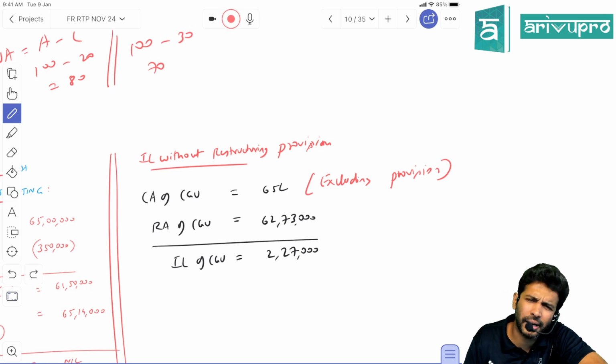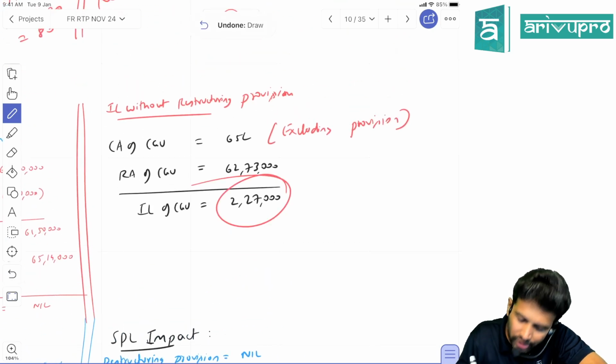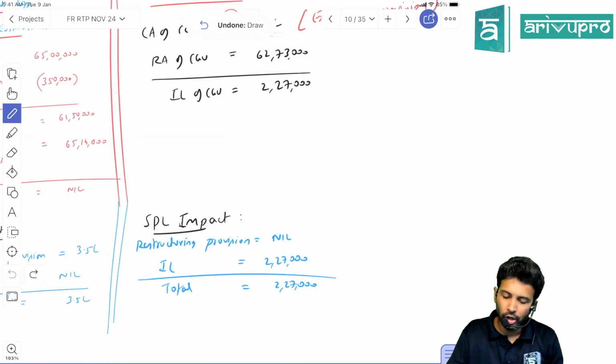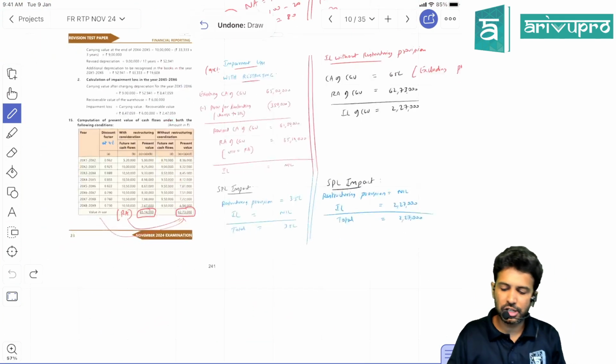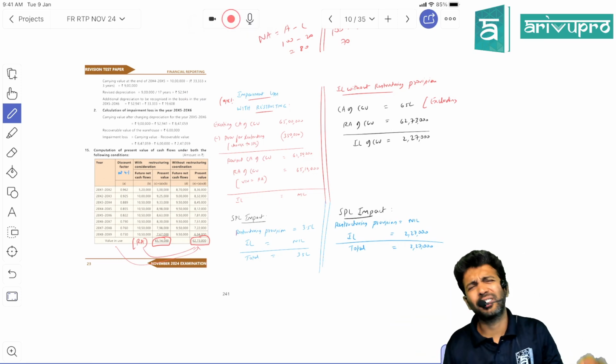So what is the SPL impact? You are not making any restructuring provision, so that is 0. But do you have any impairment loss? Yes, which is 2,27,000. That will be transferred to the SPL account. So the total impact is this much. Okay, that's all this simple question is about. It is given in a little fancy way, but the calculation part is very, very straightforward.